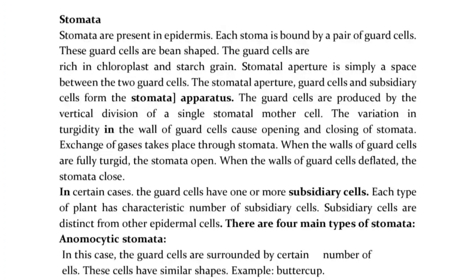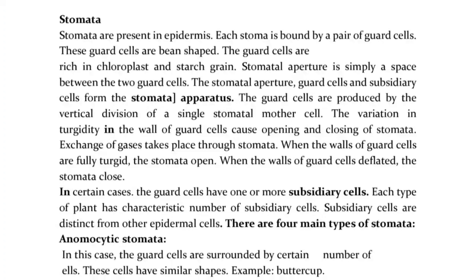Exchange of gases takes place through stomata. When the walls of guard cells are fully turgid, the stomata open. When the walls of guard cells are deflated, the stomata close. In certain cases, the guard cells have one or more subsidiary cells. Each type of plant has a characteristic number of subsidiary cells. Subsidiary cells are distinct from other epidermal cells.